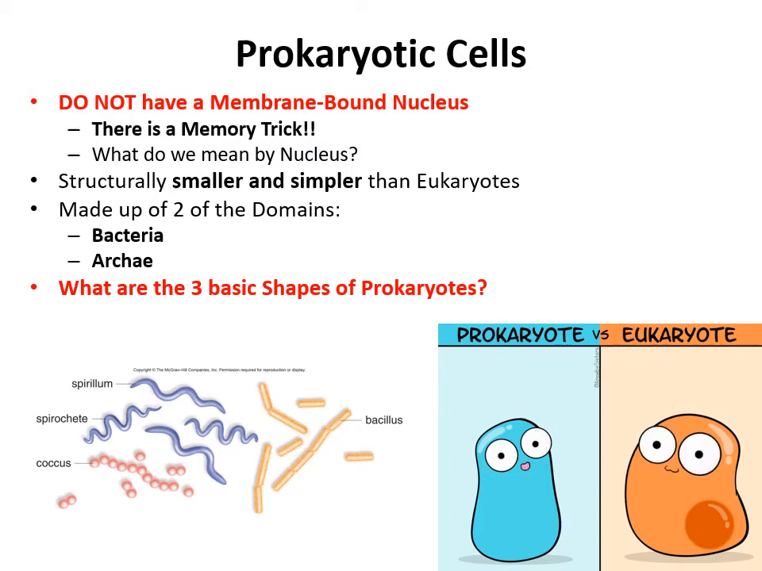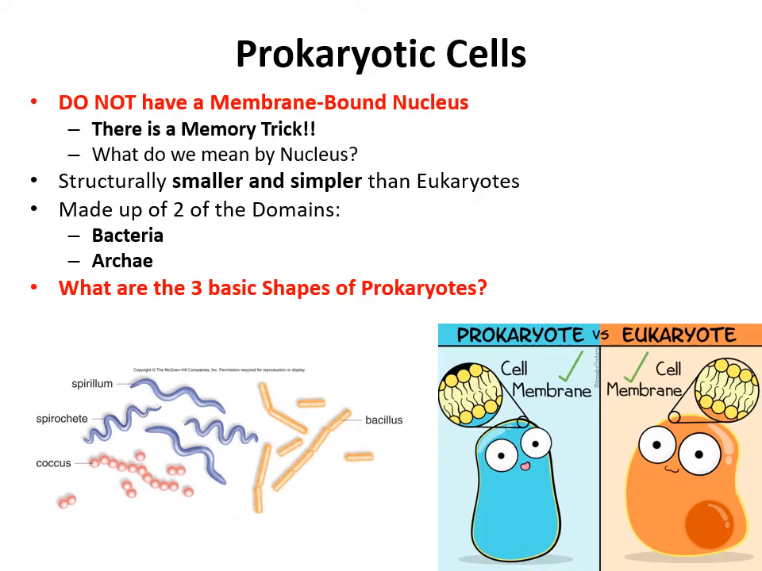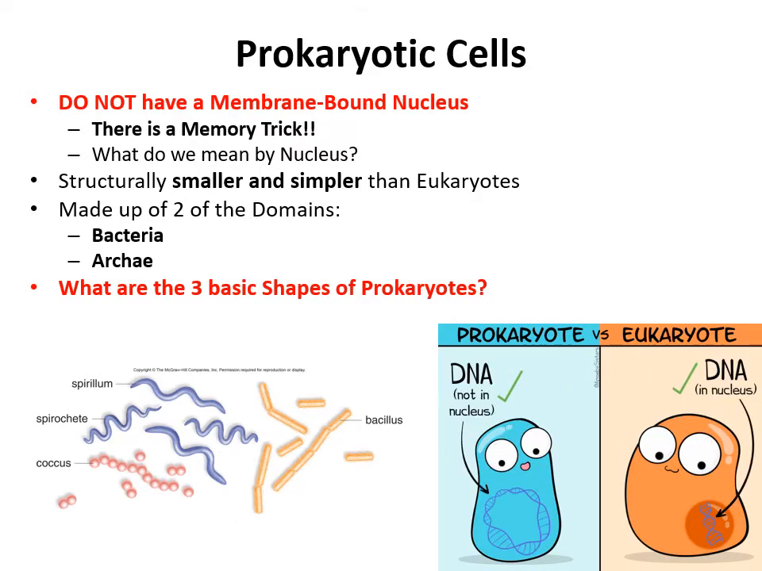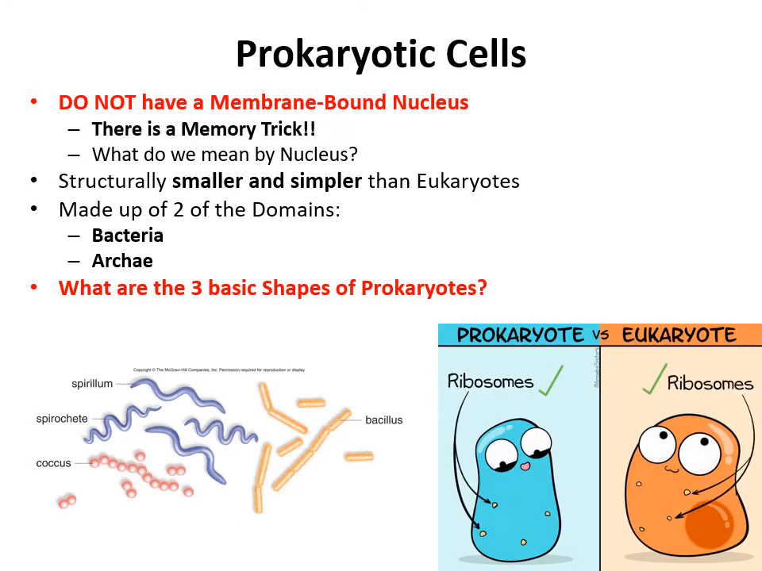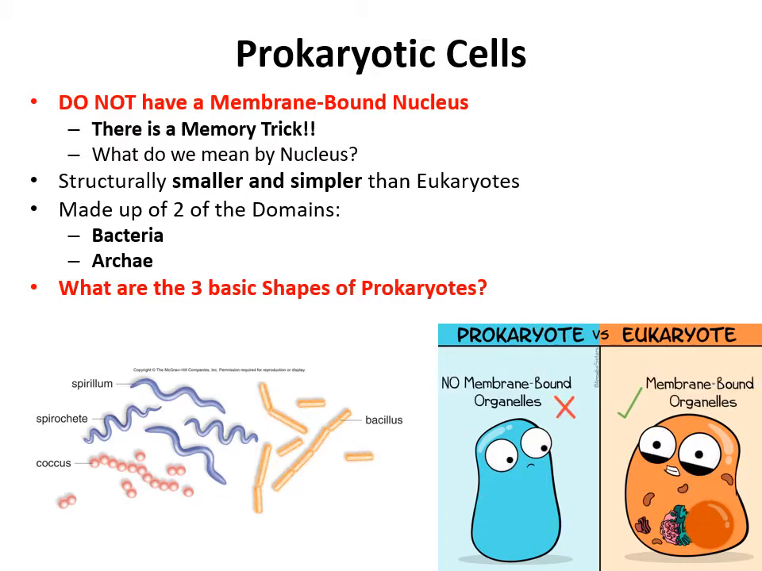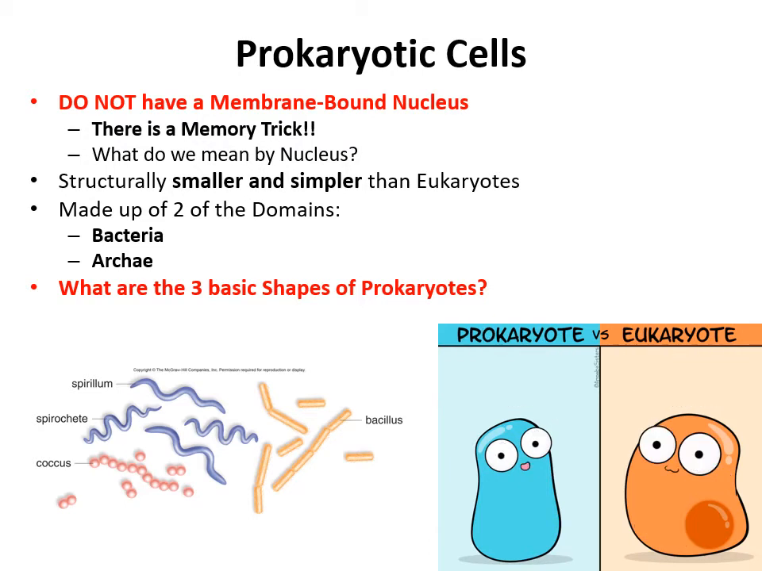Also, prokaryotic cells tend to be smaller and simpler than eukaryotes. So if you think of a bacteria versus a person's cell, bacteria is usually going to have those smaller, simpler kind of functions to their cells.